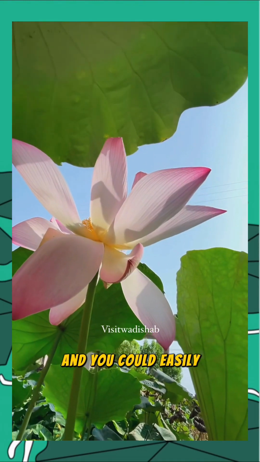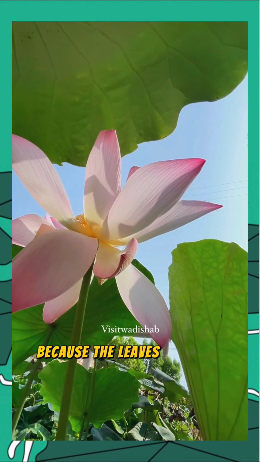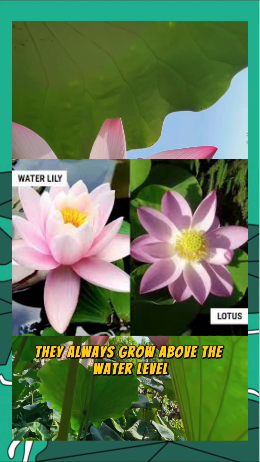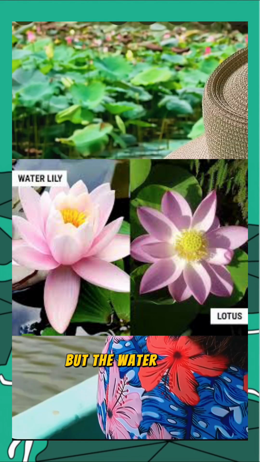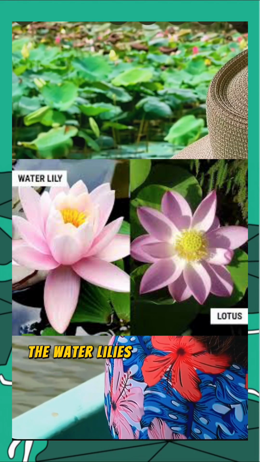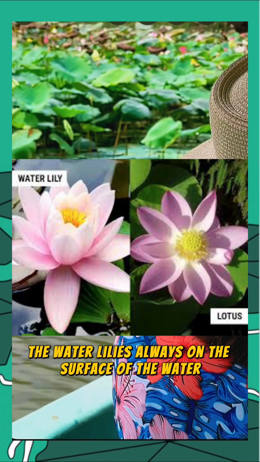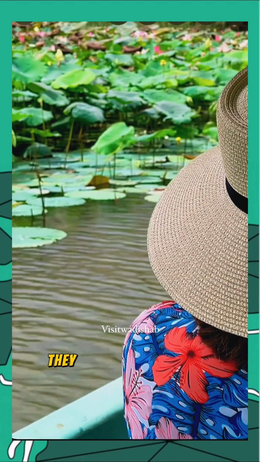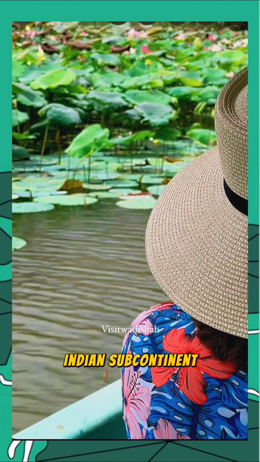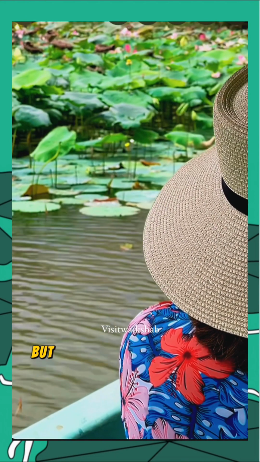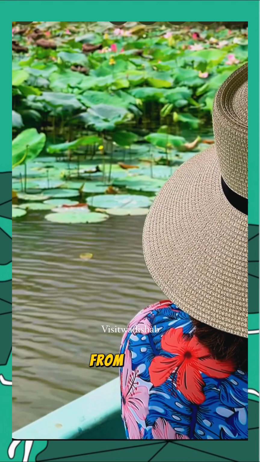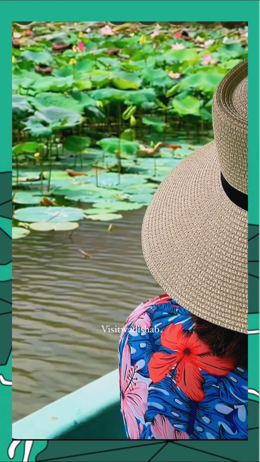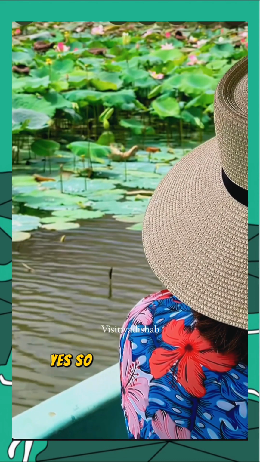And you could easily tell the difference because the leaves of lotus and the flowers always grow above the water level. But the water lilies, not the lotus, always stay on the surface of the water. They float, both the flowers and also the leaves. They are originally from the Indian subcontinent to Sri Lanka, but now they spread all over the place, from Russia all the way to China and also to Australia. Yes, so it's very common.